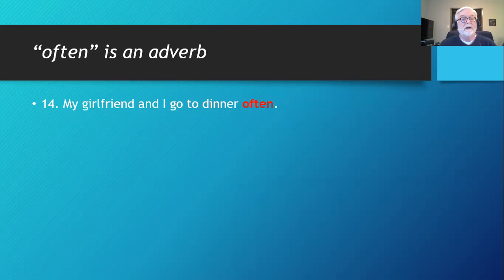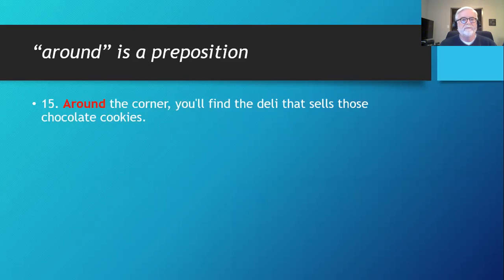14, my girlfriend and I go to dinner often. Okay, often is an adverb, shows with what frequency. That's a classic adverb. 15, around the corner, you'll find the deli that sells those chocolate cookies. Around is a preposition, and I know it's a preposition because it's followed by a noun, the corner, around the corner. A preposition, in order to be a preposition, has to have a noun or pronoun following it.